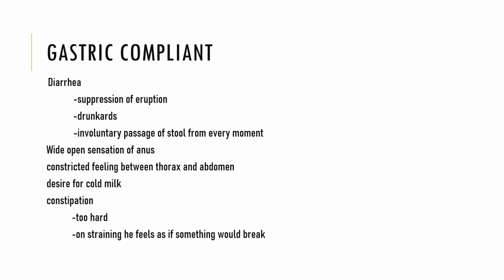And now to the GIT. The diarrhea of Apis is maybe due to the suppression of eruptions, drunkards, involuntary passage of stool from every moment. Wide open sensation of anus, constricted feeling between thorax and abdomen. I had already mentioned this in the Doctrine of Signature. And they have a desire for cold milk. In case of constipation, it is too hard and the person will feel that something will break if he is straining.